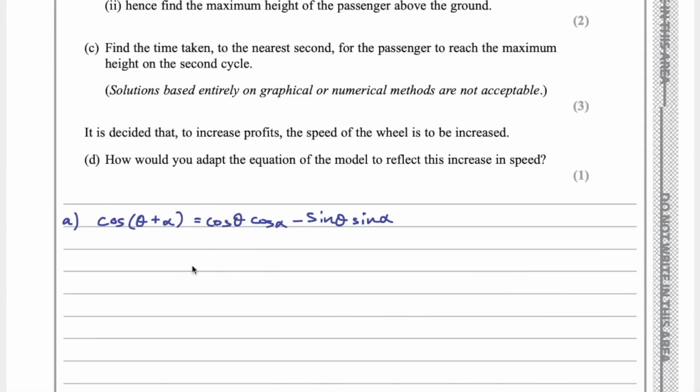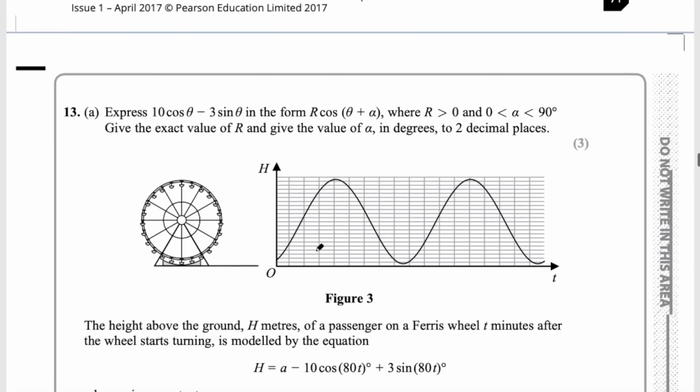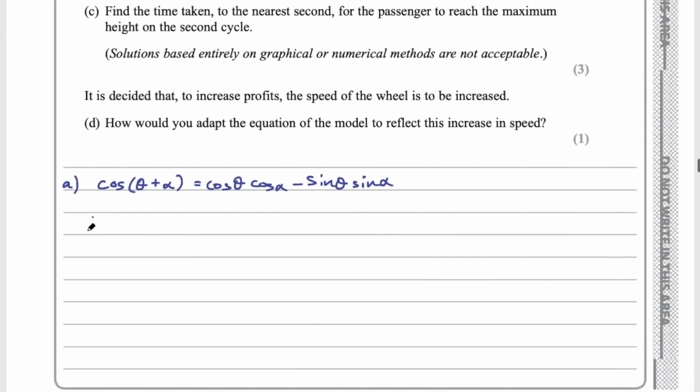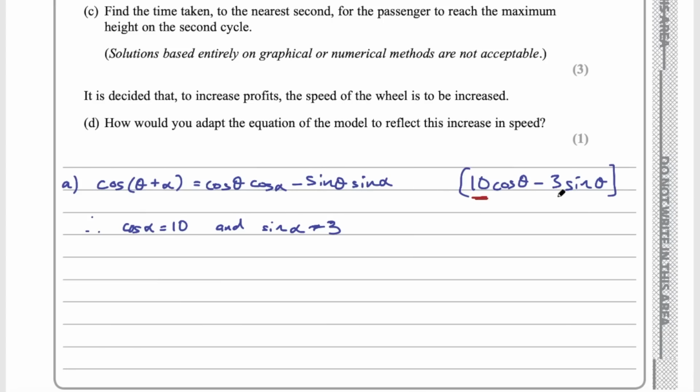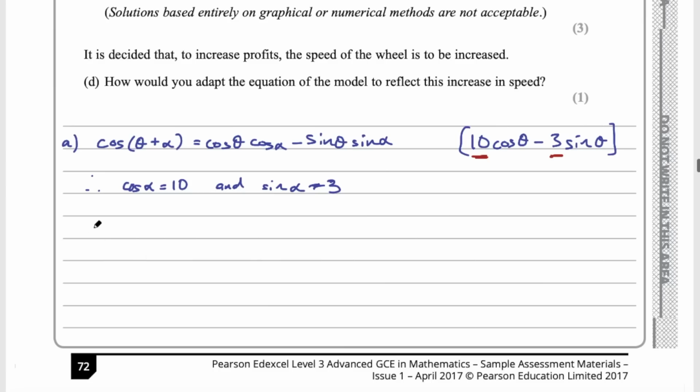And so because we know that the cosine of theta plus alpha equals all of this, we can say that therefore the cosine of alpha equals 10, and the sine of alpha equals 3. And I'll just write the expression we were starting with over here so you can see that clearly. It was minus. So here we're saying that the 10 is equivalent to cosine alpha and the 3 is equivalent to sine alpha. Now we can say therefore tan alpha equals sine alpha over cosine alpha. So that's 3 over 10.